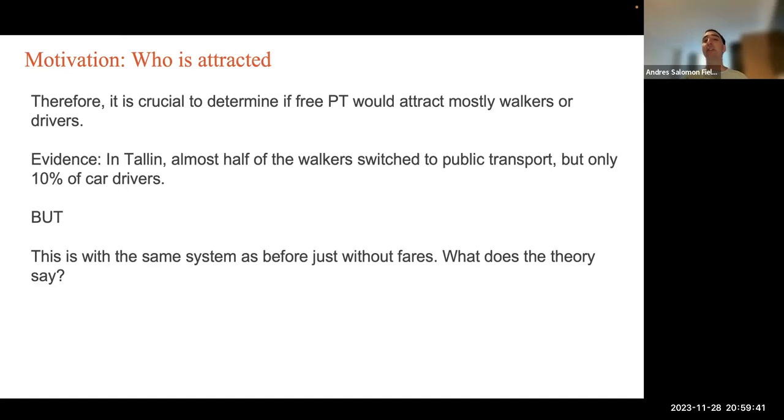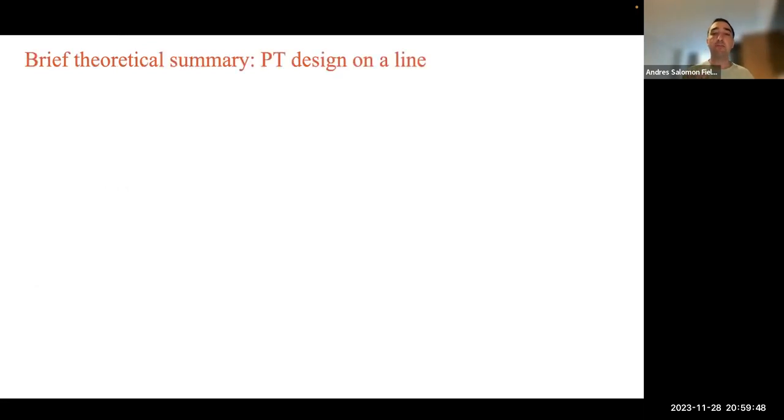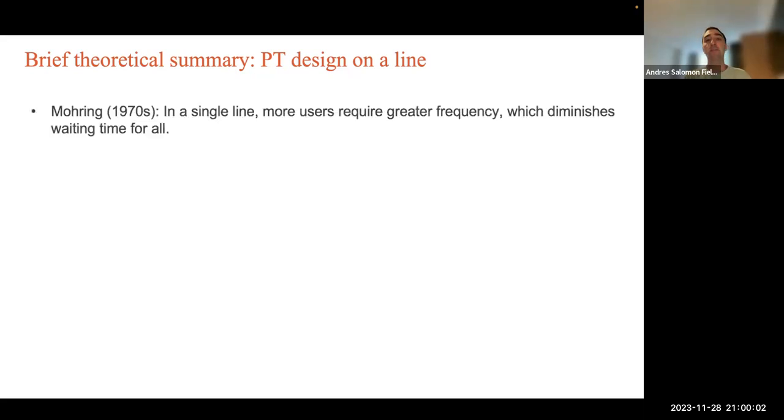So what does the theory say? How should the system respond? There is not a clear response for free public transport. That's basically what I'm presenting now. But there is a lot of research about how to design public transport. And typically, the theoretical models focus on a single line because that's easier, studying optimal frequencies and optimal spacing.